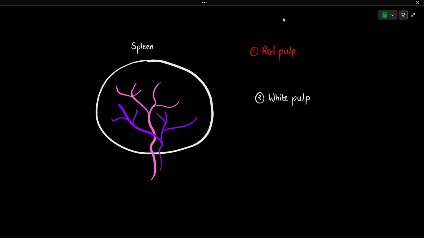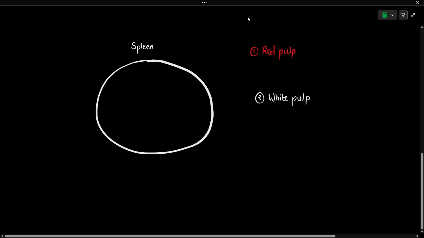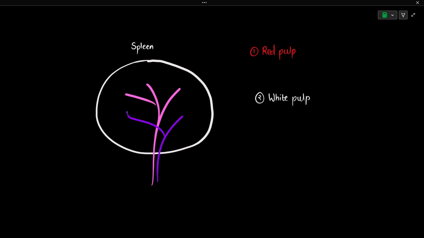So the area surrounding this splenic artery, this particular area. Okay, let me just draw it in a simple way so that it will avoid confusion. So let's draw this artery like this, and let's draw the vein like this. Okay, so the area surrounding this artery is known as PALS. This is the area which is surrounding the splenic artery. So I'm going to draw it like this.